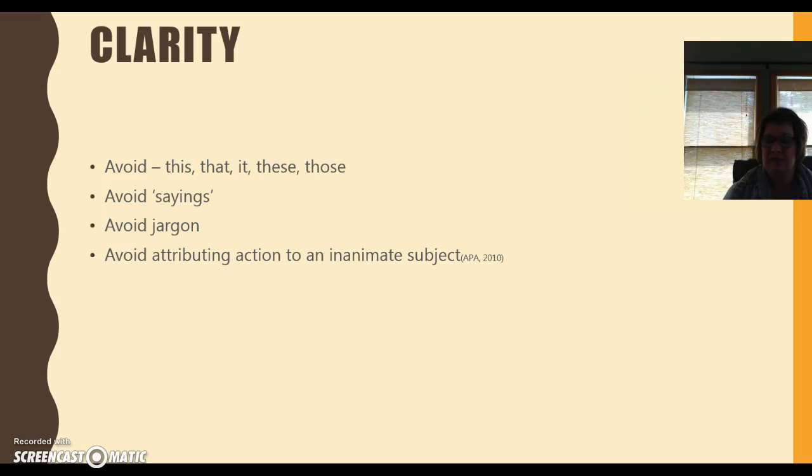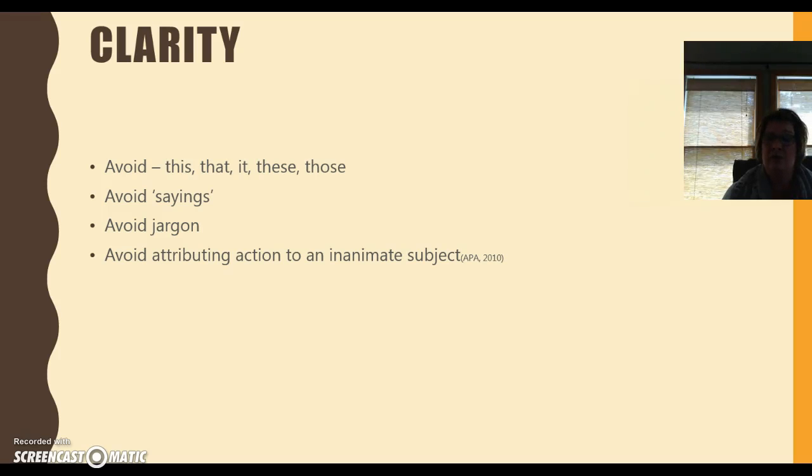You want to avoid any sayings. You want to avoid words that may mean different things to different people, such as words like huge. Huge to one person may be very different than another. So avoid jargon or common sayings. You don't want to infer anything with just colorful language. You want to, again, focus on being very clear and concise.